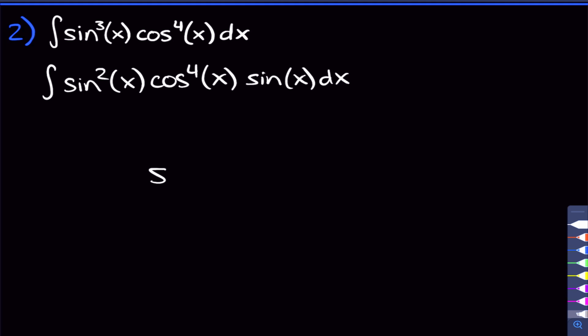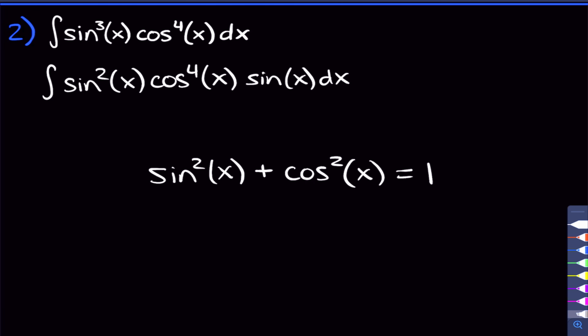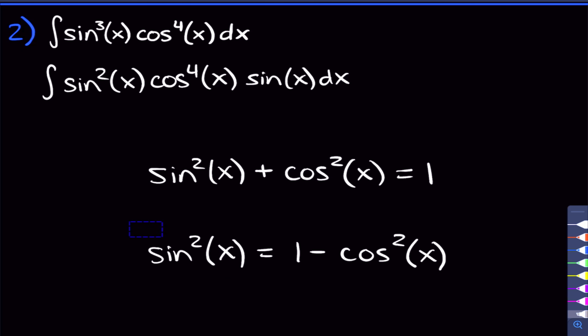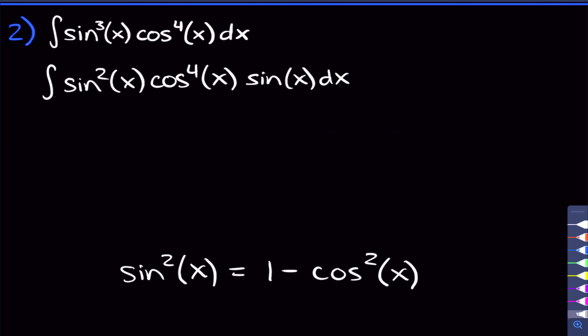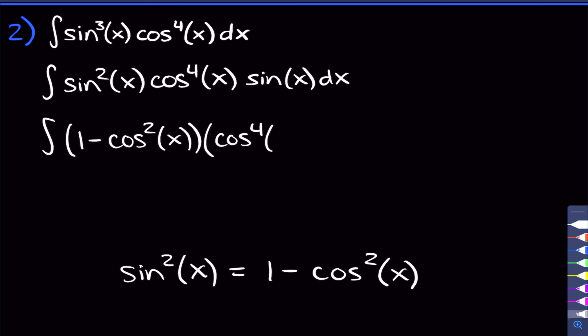Well, again, we use the trig identity that sine squared plus cosine squared is 1. Now, if we want a substitution for sine squared, we subtract cosine squared on both sides, and we get that sine squared is equal to 1 minus cosine squared. And this is what we're going to be plugging into our integral. So let's plug that in. We get the integral of sine squared, which is 1 minus cosine squared, times cosine to the fourth, and times sine of x dx.